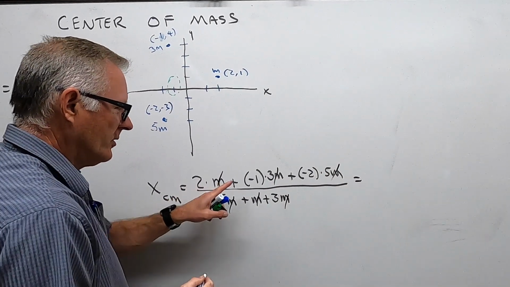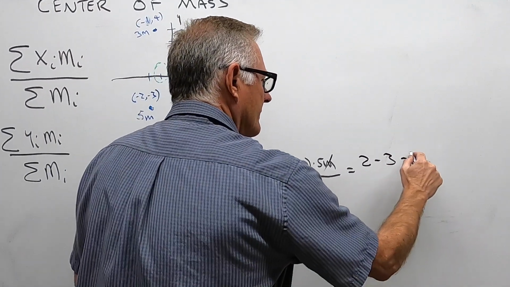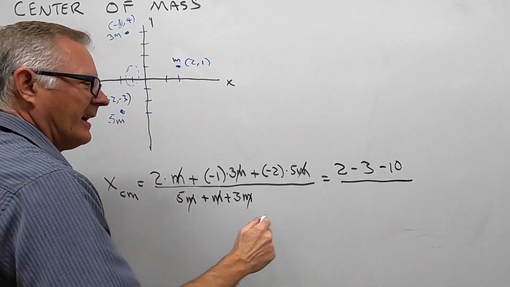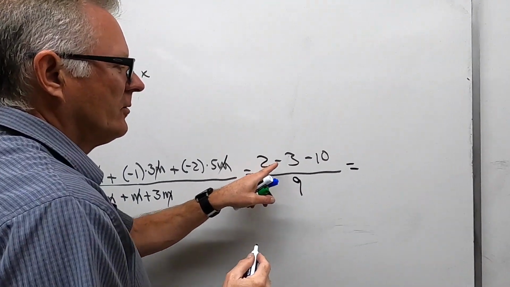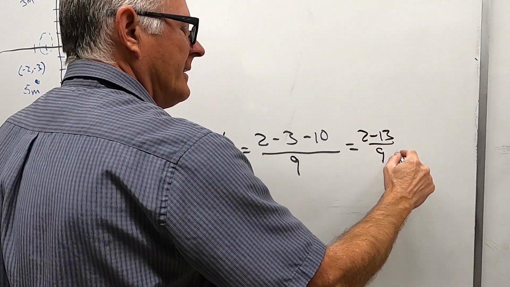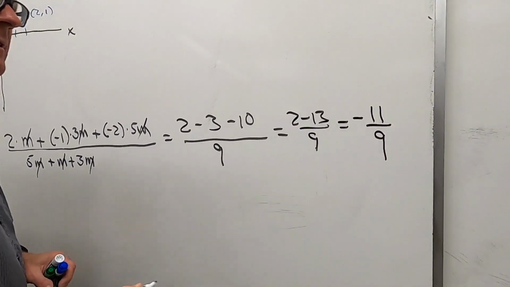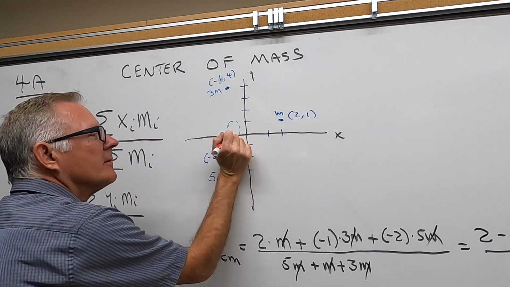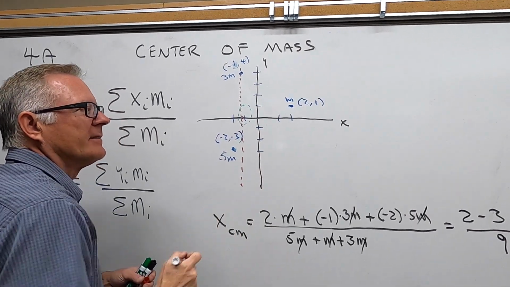So we got 2 minus 3 minus 10 all over 5 plus 1 plus 3. That's 9. So this is 2 minus 13 all over 9, which is minus 11 ninths. Which is a little bit more than minus 1, so somewhere along this line right here is the x center of mass.